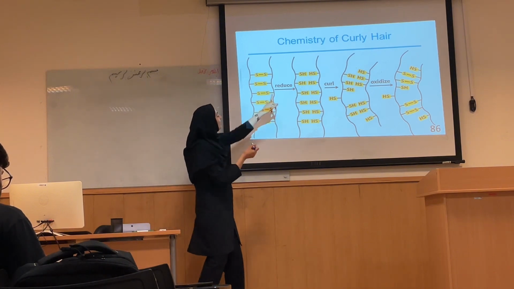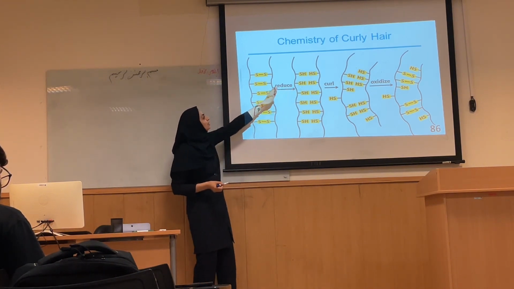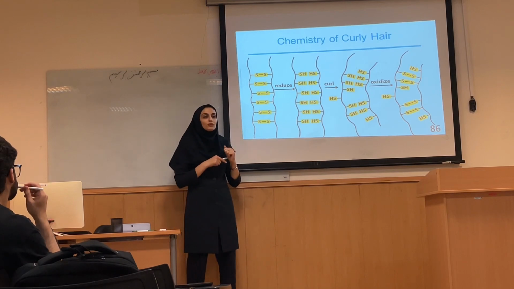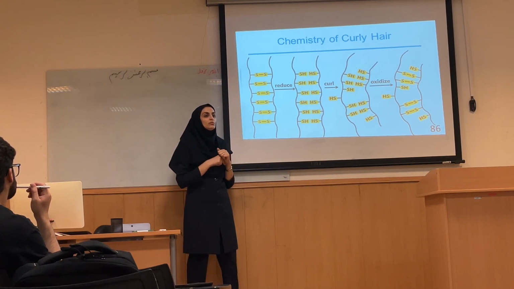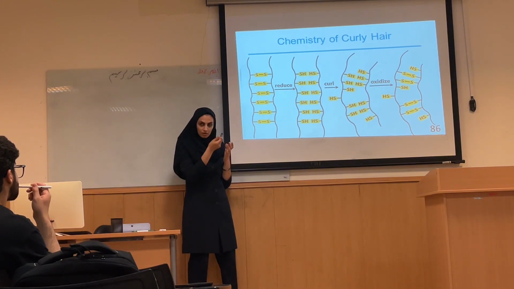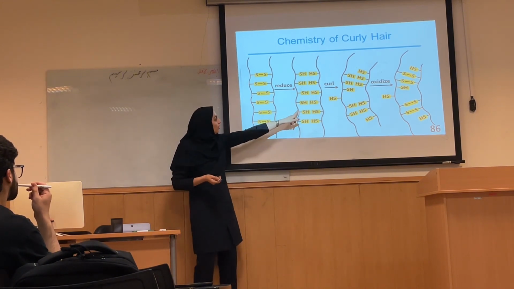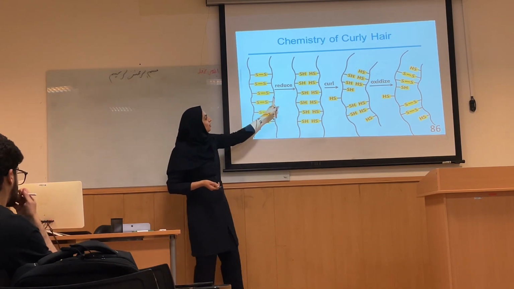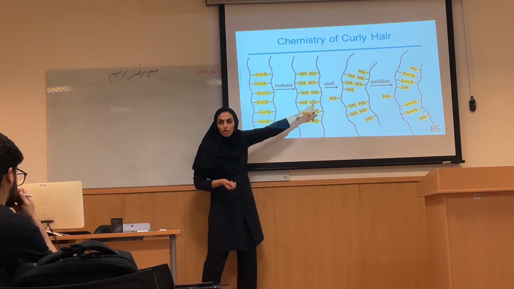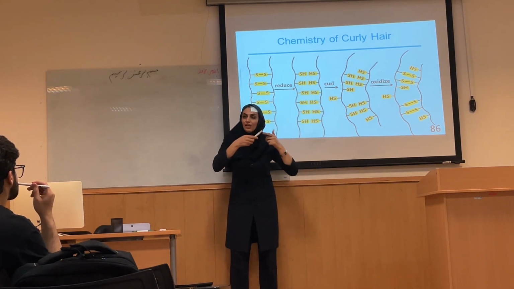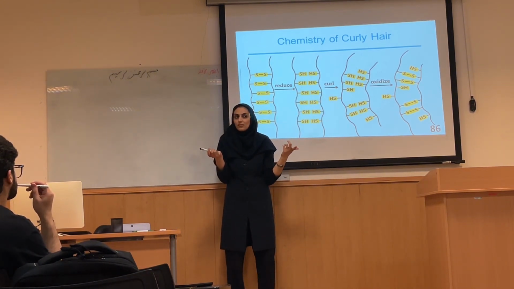At first, they use reducing agents. What do reducing agents do? They remove hydrogen, basically the electrons, separating the hydrogen from sulfur. And these disulfide bonds convert to thiol groups. And after that, they curl the hair with different instruments.